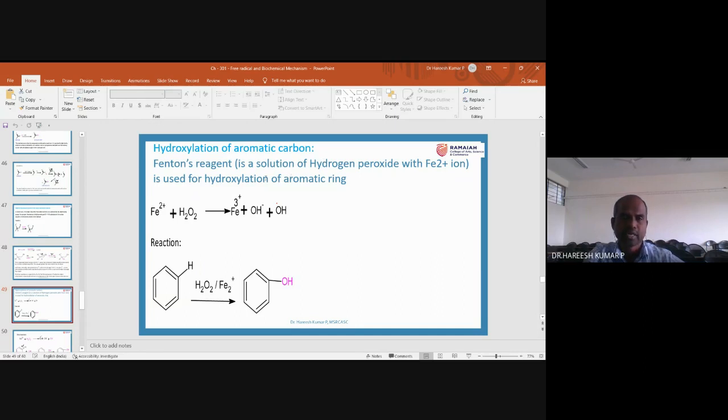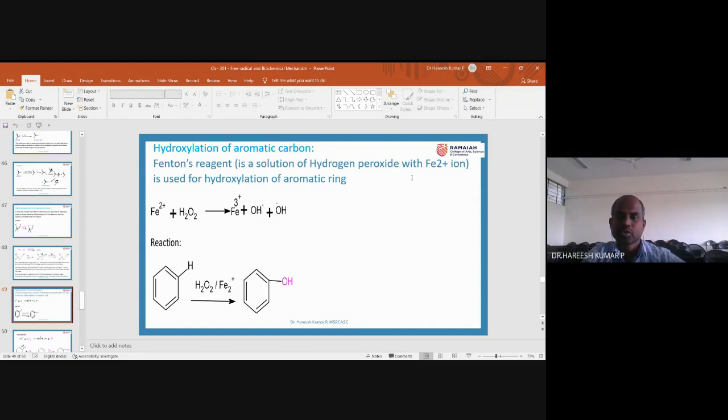So that means Fenton's reaction, otherwise Fenton's reagent. So what is Fenton's reagent? Fenton's reagent is the one which contains ferrous ions. Ferrous ions, when treated with hydrogen peroxide, there will be a liberation of hydroxyl radical and also a hydroxyl anion.